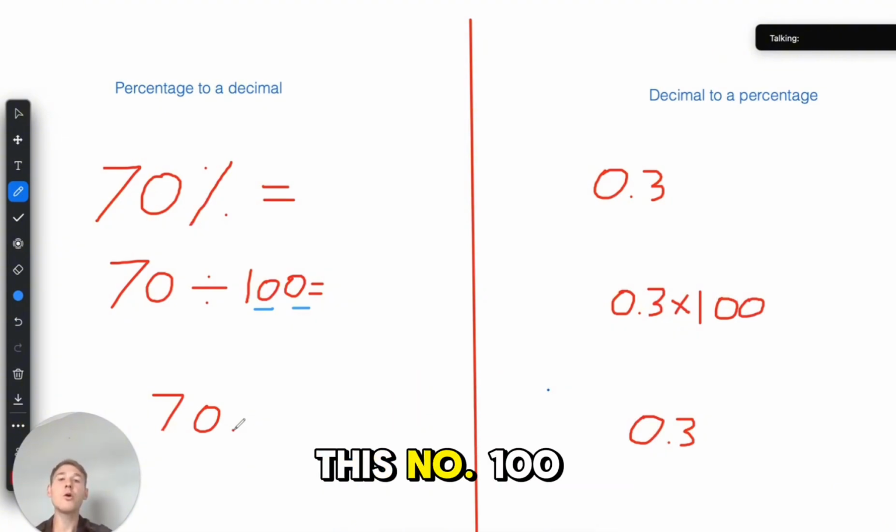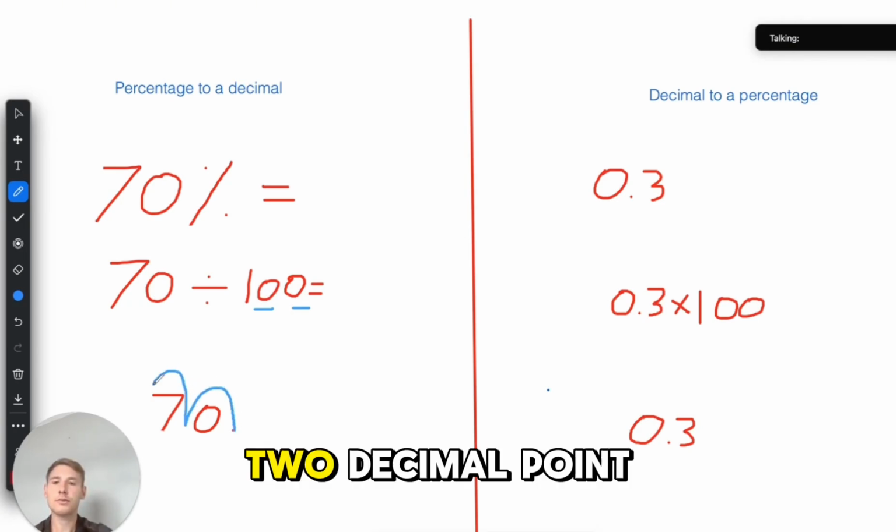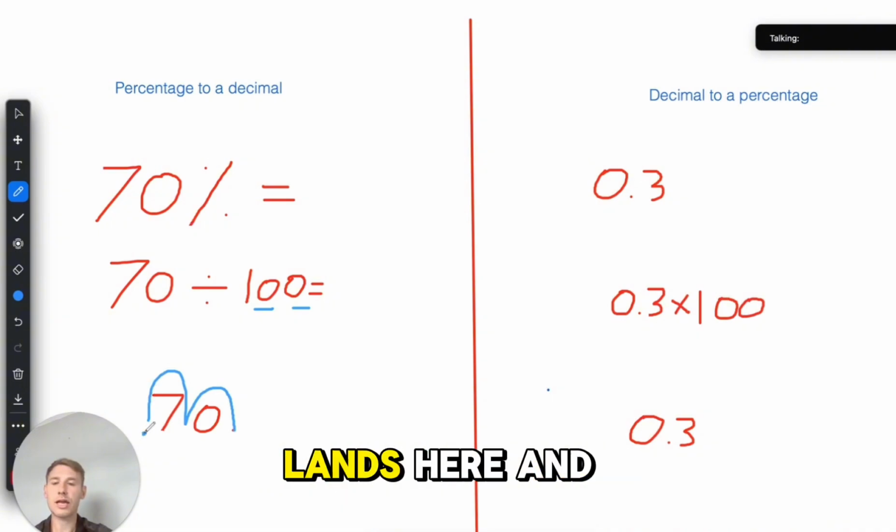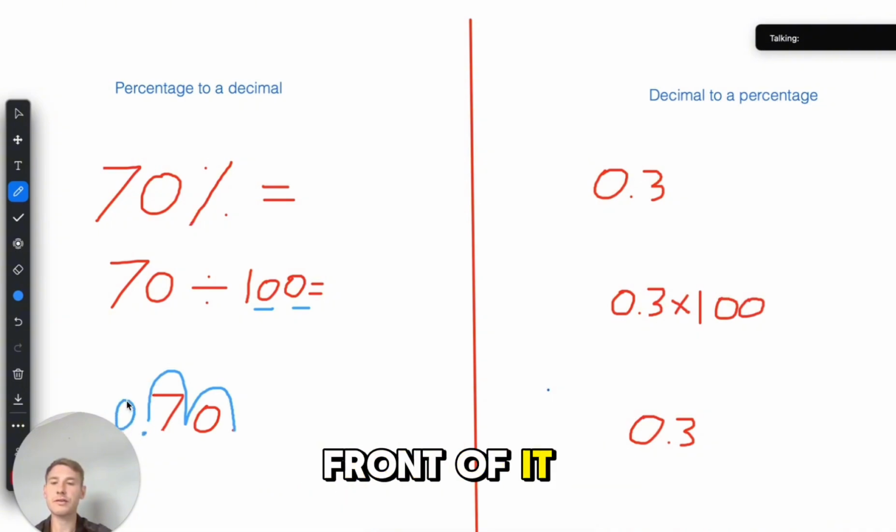We're going to make this number 100 times smaller, so it's going to be out of 1. 2 jumps to the left. So 1, 2. Decimal point lands here. And then just put the 0 in front of it. So 70% as a decimal is 0.7.